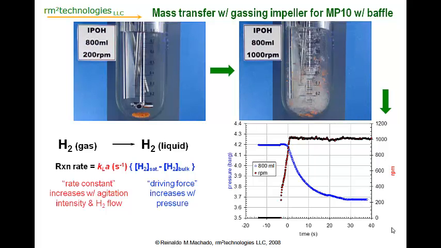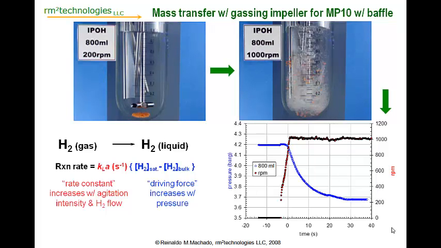Gas mass transfer can be described as a rate process, and the rate at which gas is absorbed is equal to a rate constant called the mass transfer coefficient, or the kLa. That is a function of the agitation intensity and, for example, the gas flow, in this case hydrogen. The driving force is the difference between the saturation concentration and the actual bulk concentration.